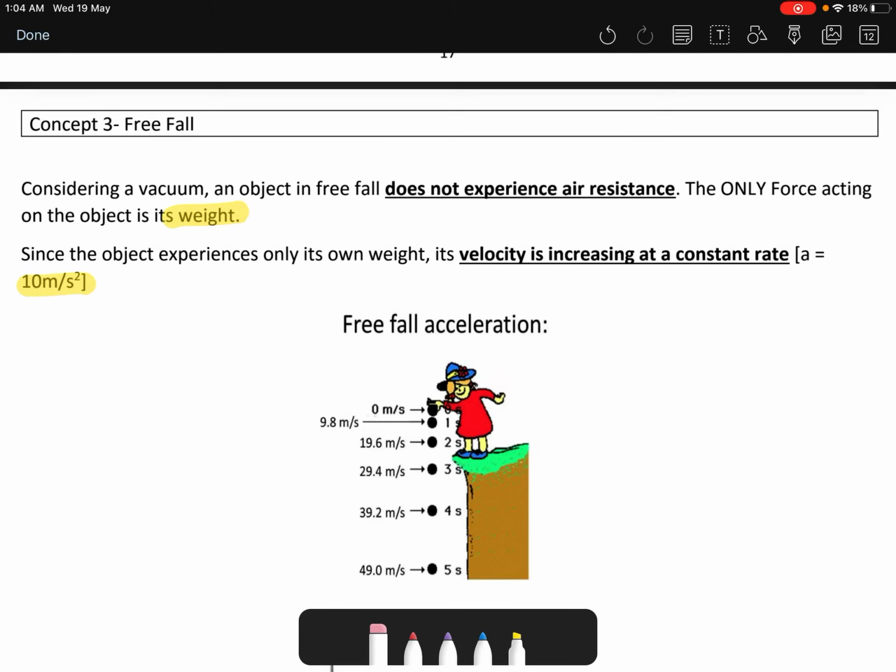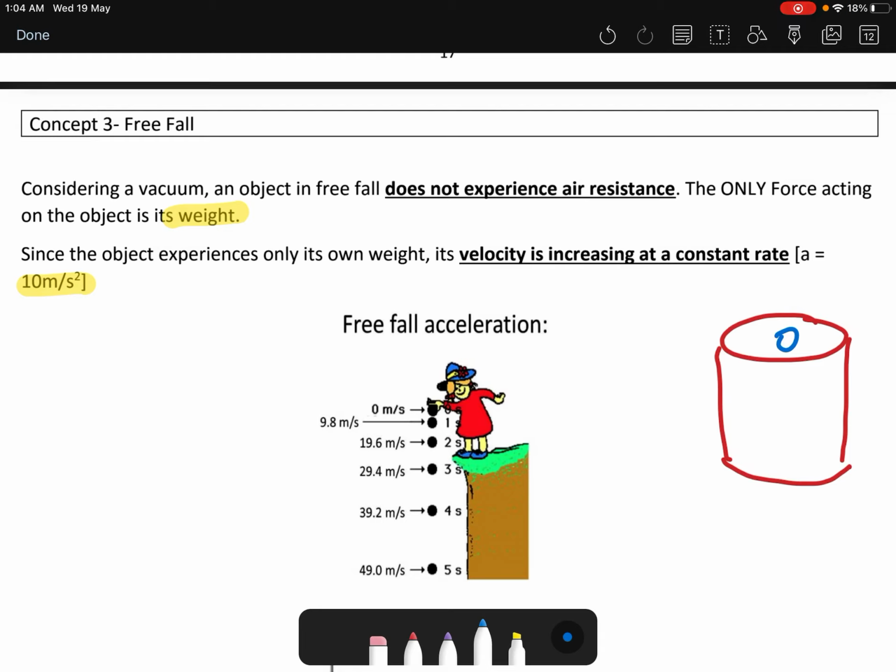Alright, so concept 3 of our force will be free fall. What defines a free fall? Imagine you're on Earth and you do an experiment where you suck up all the air from a chamber. So you have a vacuum chamber, and you decide to drop a ball from the top of the chamber to the bottom. This object is said to be undergoing free fall.